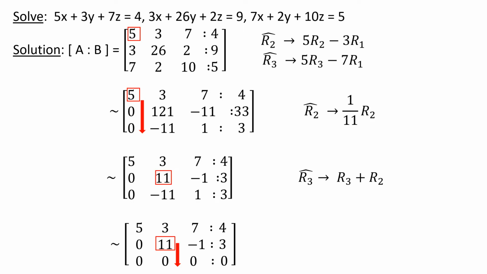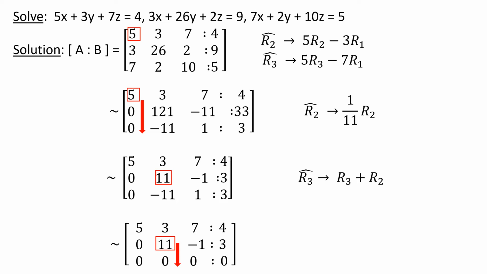Another example, example 3. Solve 5x plus 3y plus 7z is equal to 4. 3x plus 26y plus 2z is equal to 9. 7x plus 2y plus 10z is equal to 5. It is a non-homogeneous equation. Directly you write the augmented matrix A is to B. That is 5, 3, 7 is to 4; 3, 26, 2 is to 9; 7, 2, 10 is to 5.